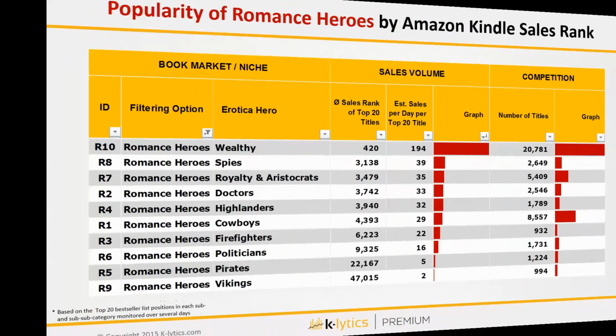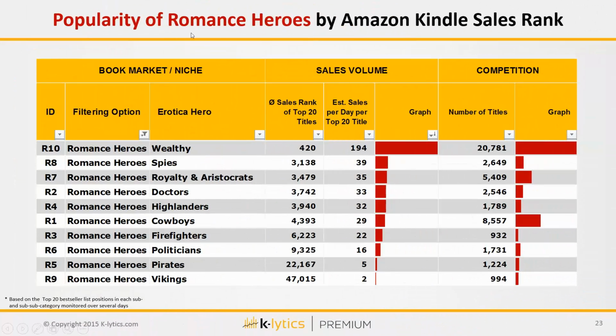Now we can also do the analysis for popularity of romance heroes by sales rank. This type of analysis also allows us to examine what type of heroes are more popular than others. The highest level of sales is achieved by romance novels, as you see here, that include wealthy, well, clearly leading, the famous billionaire theme, spies, royalty and aristocrats, doctors and Highlanders.